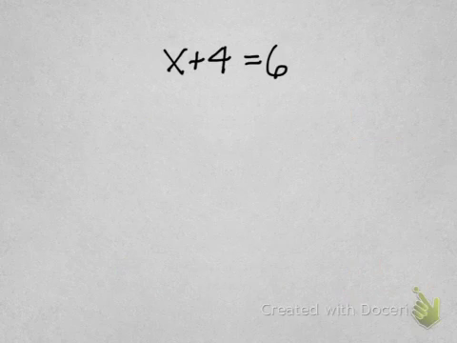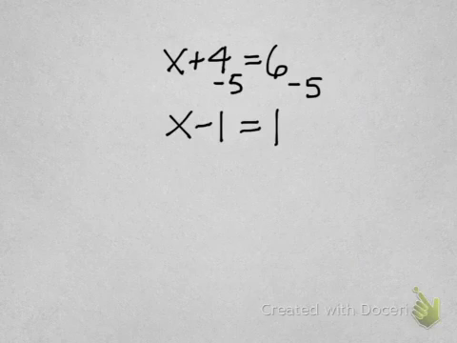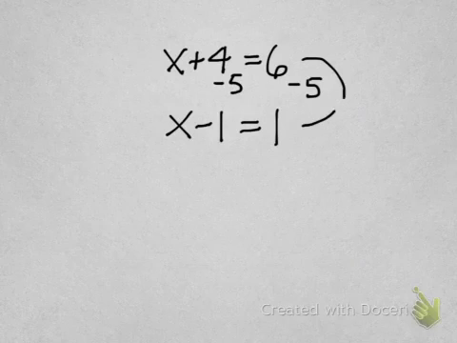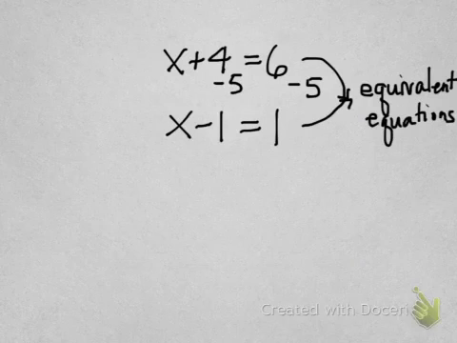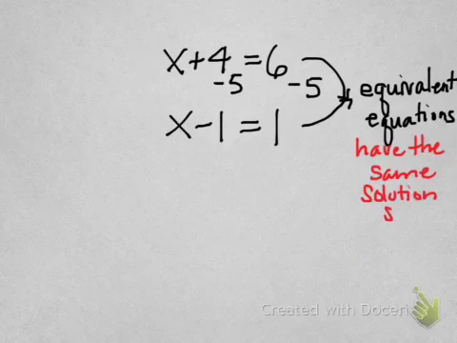So if I have x plus 4 equals 6, and I subtract 5 from both sides, I end up with x minus 1 equals 1. Now, comparing x plus 4 equals 6 and x minus 1 equals 1, those are what we would consider equivalent equations because they still have the same value, but they're just different expressions. They still have the same solution set.